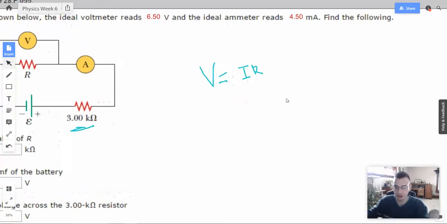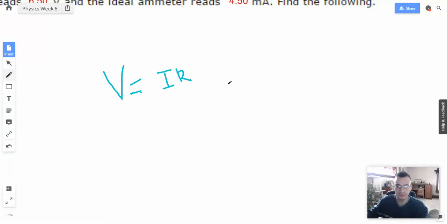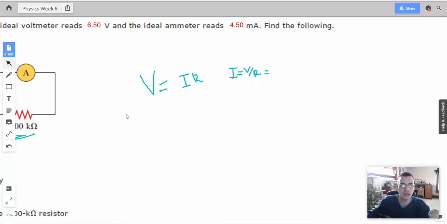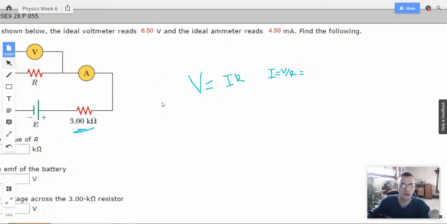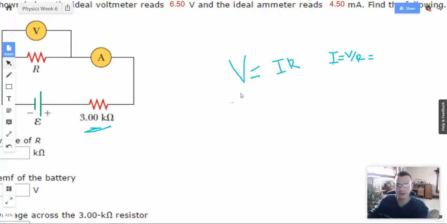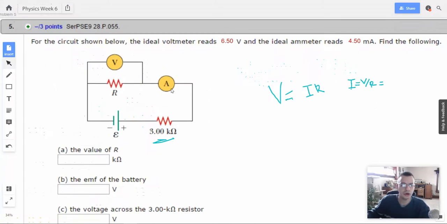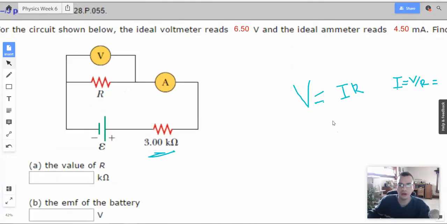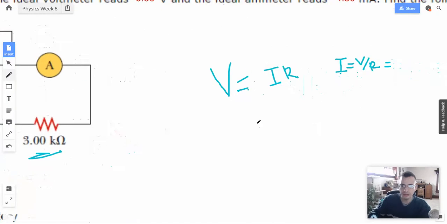All right. So to find the current, we'll do I equals V divided by R. Alright, so over here then, we know the amps. Okay, never mind. We already know the amps that are going through R. So, R equals V divided by I. There we go.